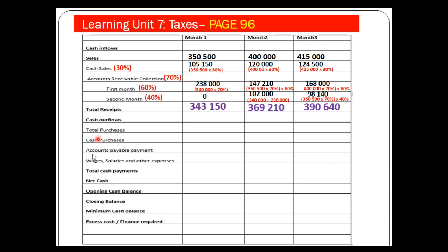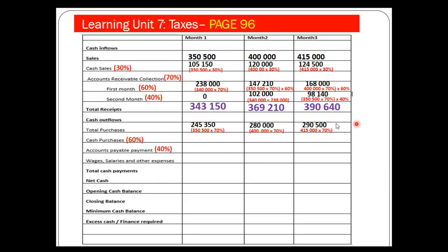Firstly, remember again, we need the total purchases. Remember, they told us that the total purchases are 70% of the sales. If you can check from the information, guys, I don't want to go back. So if you say 70% of this, you get that amount. 70% of 415,000, you get 290. So this is what they told you to find the purchases.